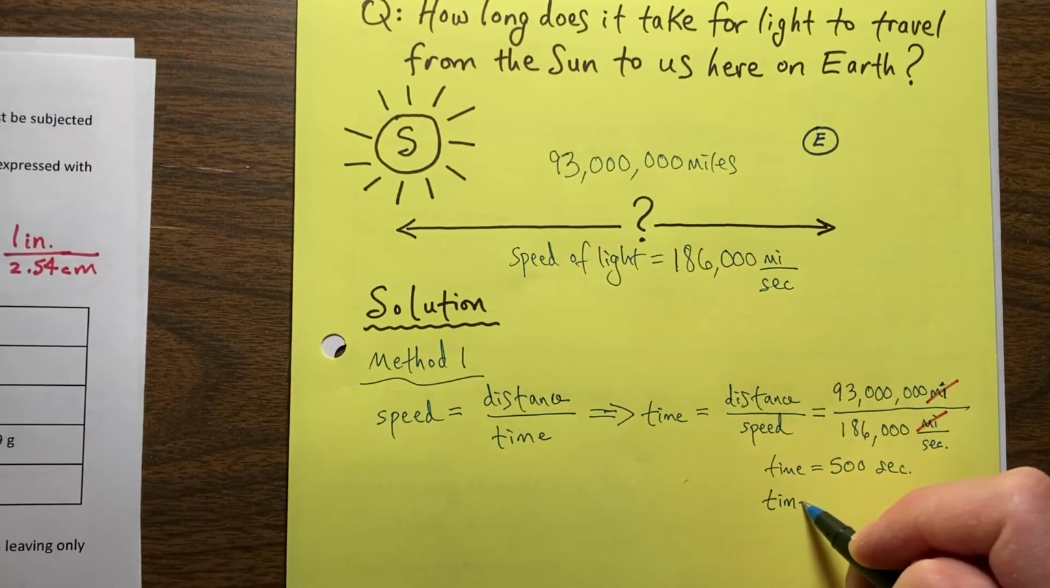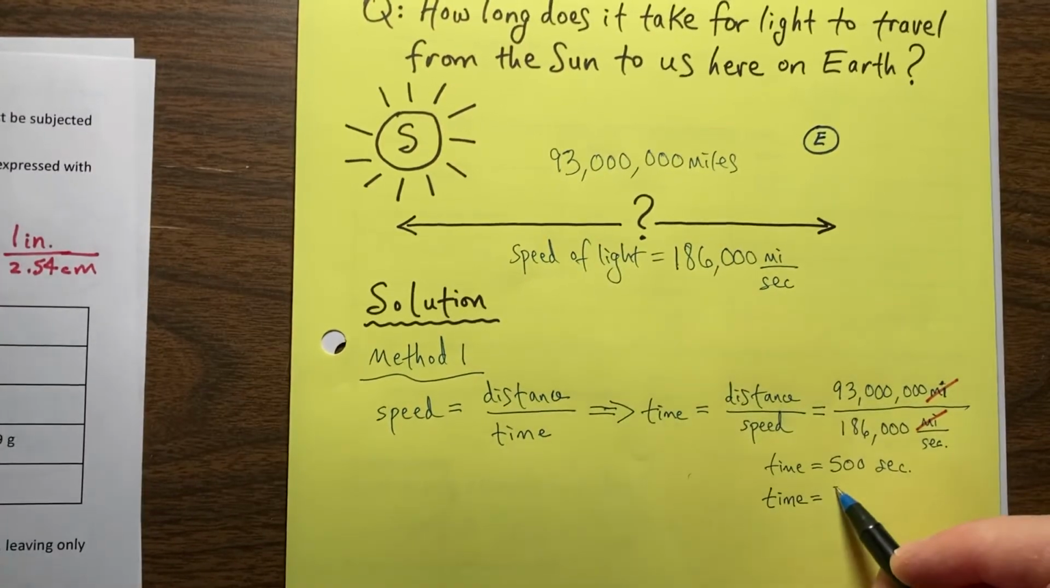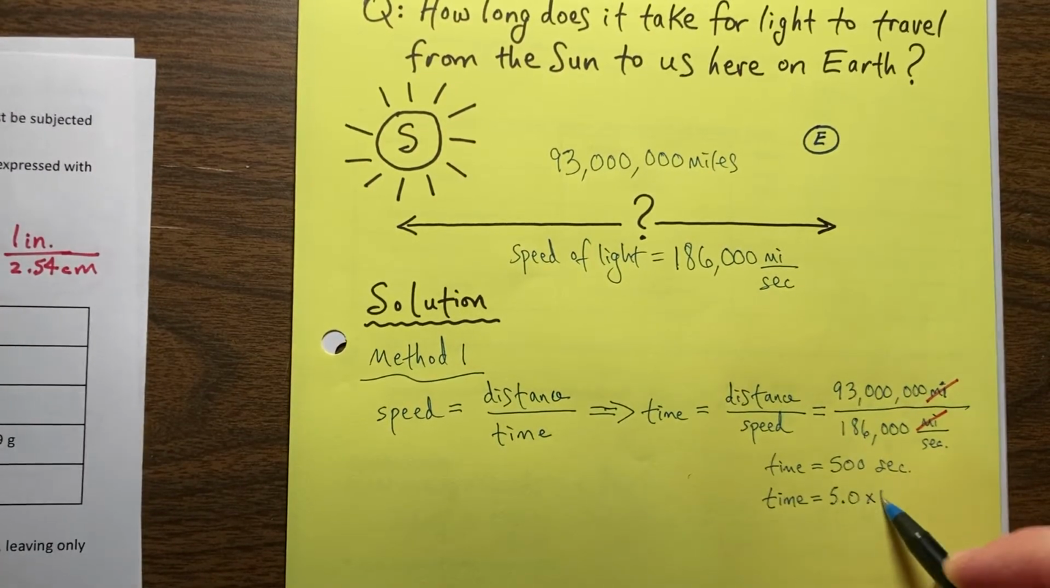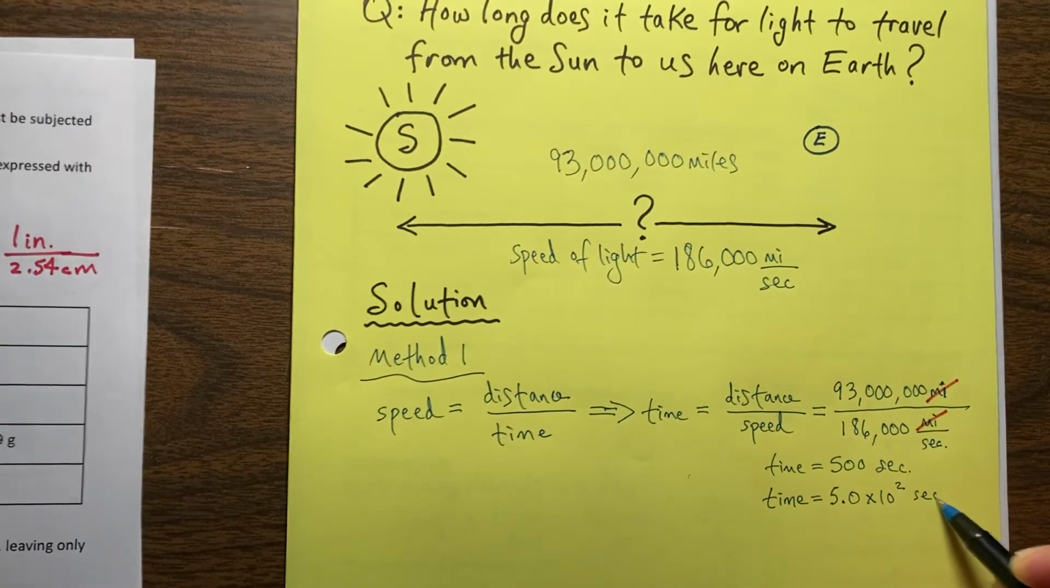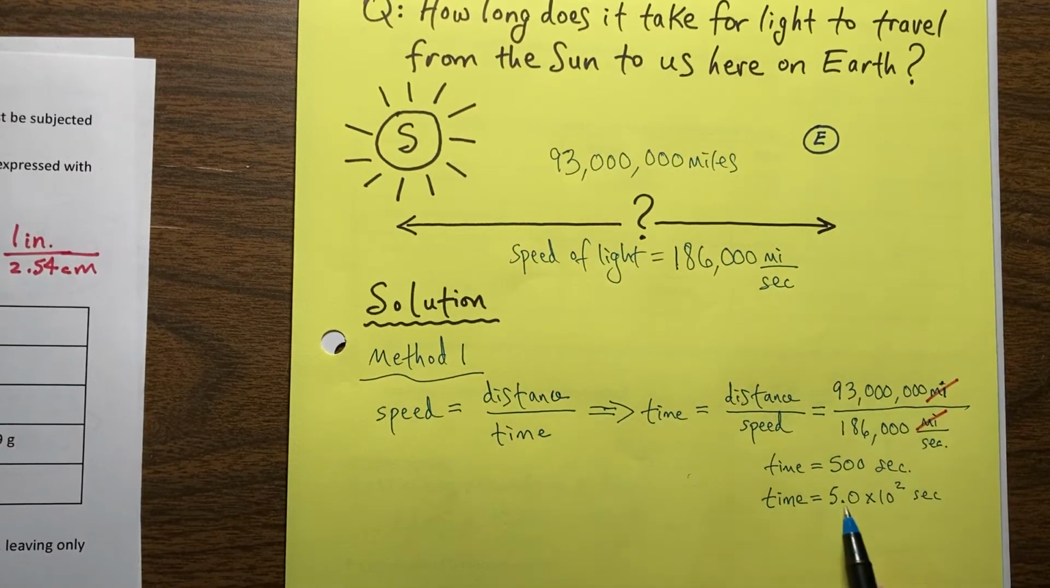You have to use scientific notation. So that would be time equals 5.0 times 10 to the second seconds. Now I've written the number 500 like this, with two sig figs, the 5 and the 0, and I'm reflecting that it's 500 seconds and not 50 or 5,000. So that's the right answer.